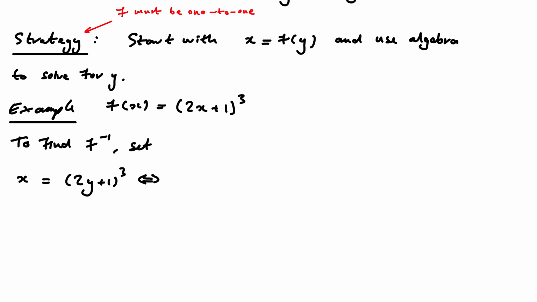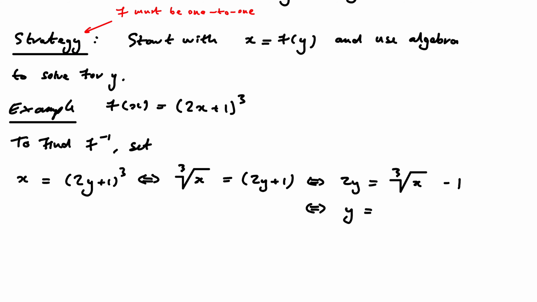So if I take the cube root of both sides, I'm going to get what? This is an if and only if, because the cube root is a one-to-one function. Cube root of x is going to be equal to, taking the cube root of this, we'll undo the exponent by my laws of exponents. So now this is if and only if 2y is equal to, take away 1 from both sides, cube root of x minus 1. So now this is if and only if y is equal to cube root of x minus 1, all divided by 2. So this at the end is the inverse function.